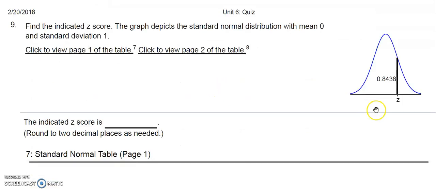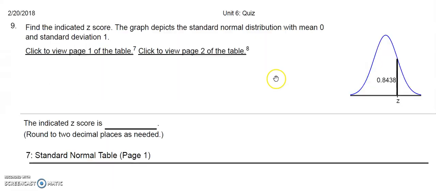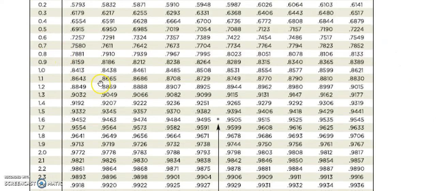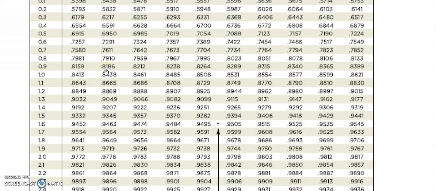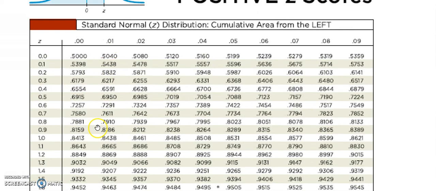So we need to find the indicated z-score here. The area, the probability, is given, which is 0.8438. So we're going to find this number on the table and see which z-score it corresponds to. So it was again 0.8438. So 0.8430 is exactly here, 8438, and it corresponds to 1.01.